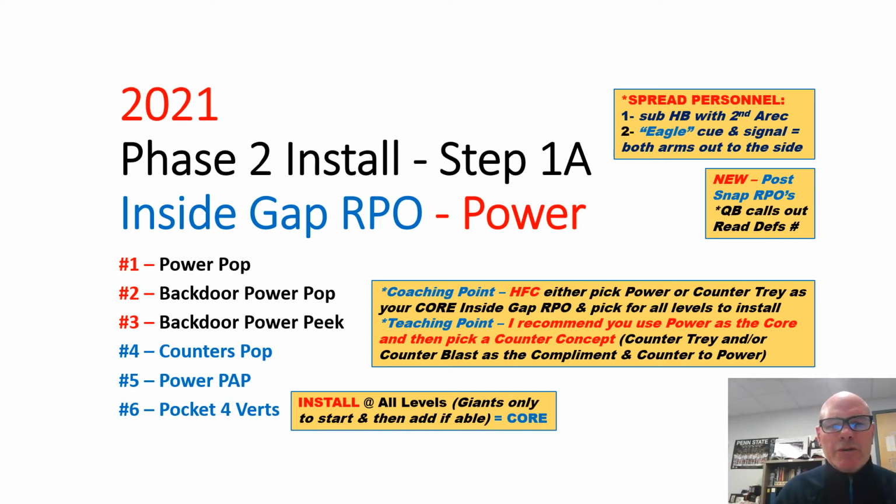We want to go over phase 2 of our offensive install. This is inside gap RPOs. This is a 3-step process because we've got power that we'll cover in this video, and then the second video will go into inside gap counters, and then the third one will be power play action pass, specifically looking at 4 verts concepts.